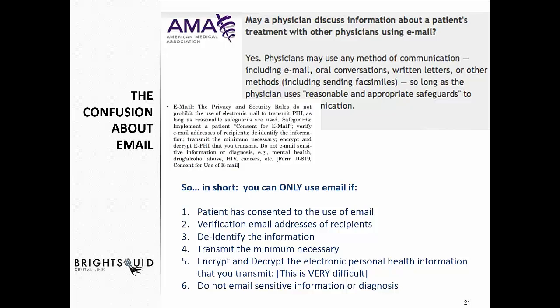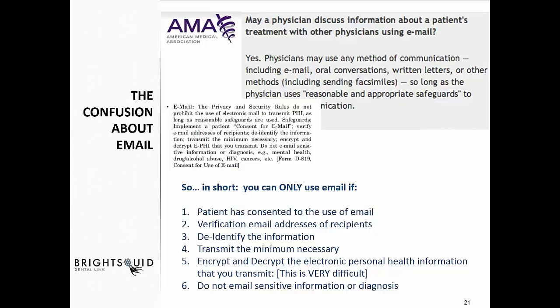So that kind of makes me smile, frankly, because if you look at all of the steps that you have to take, you wonder how you can actually use email, because it certainly appears to be very difficult if you look at the guidance of how you can use it. So that's reasonable and appropriate safeguards.